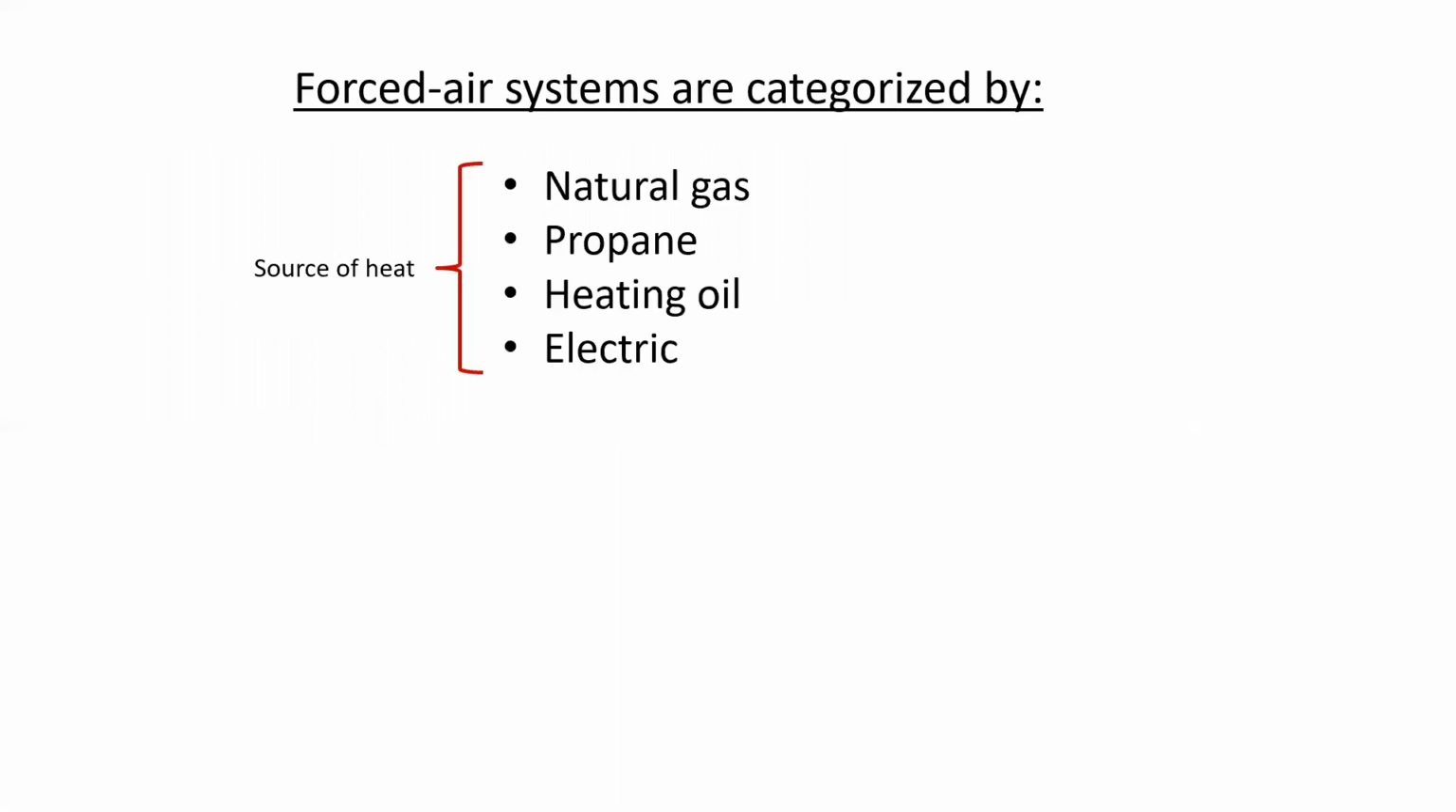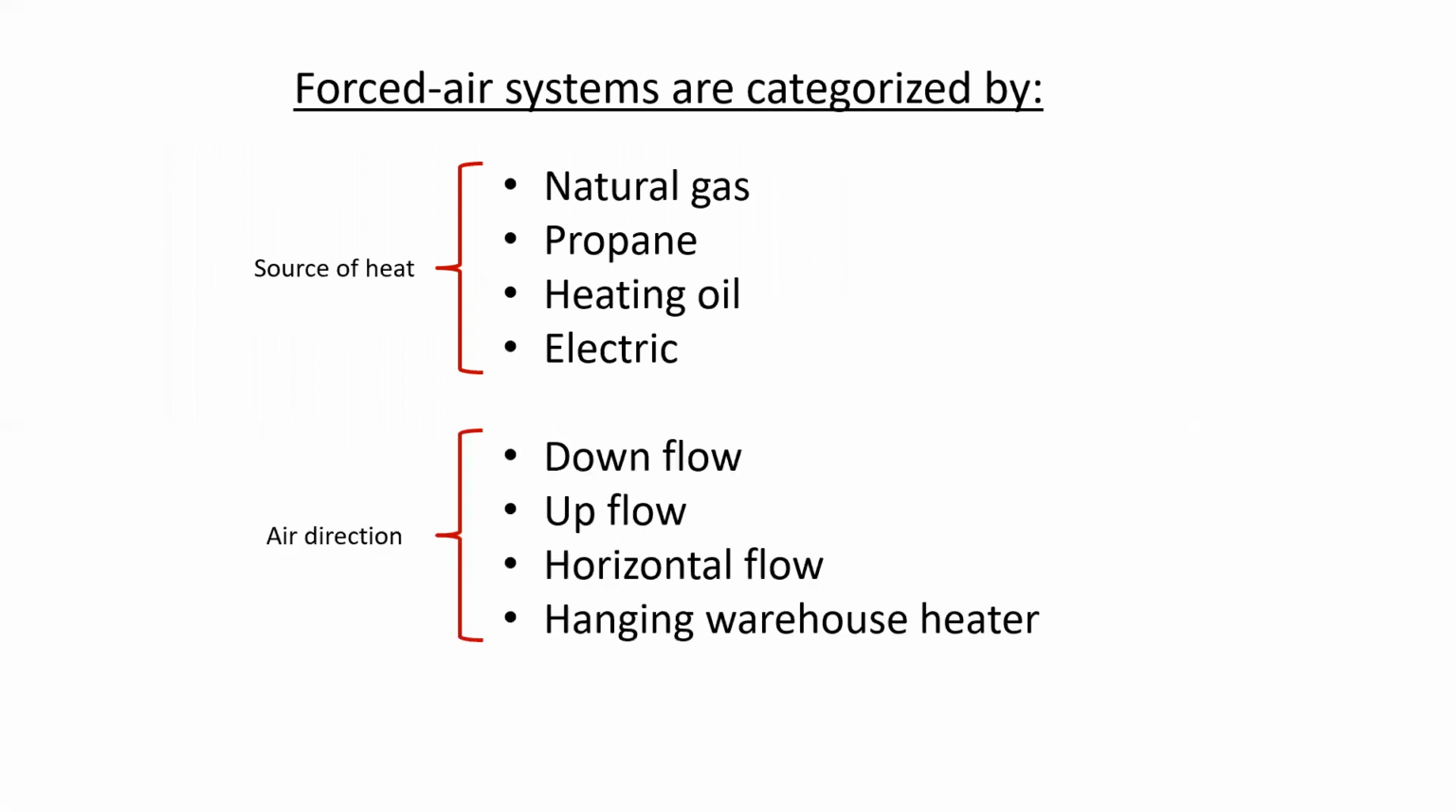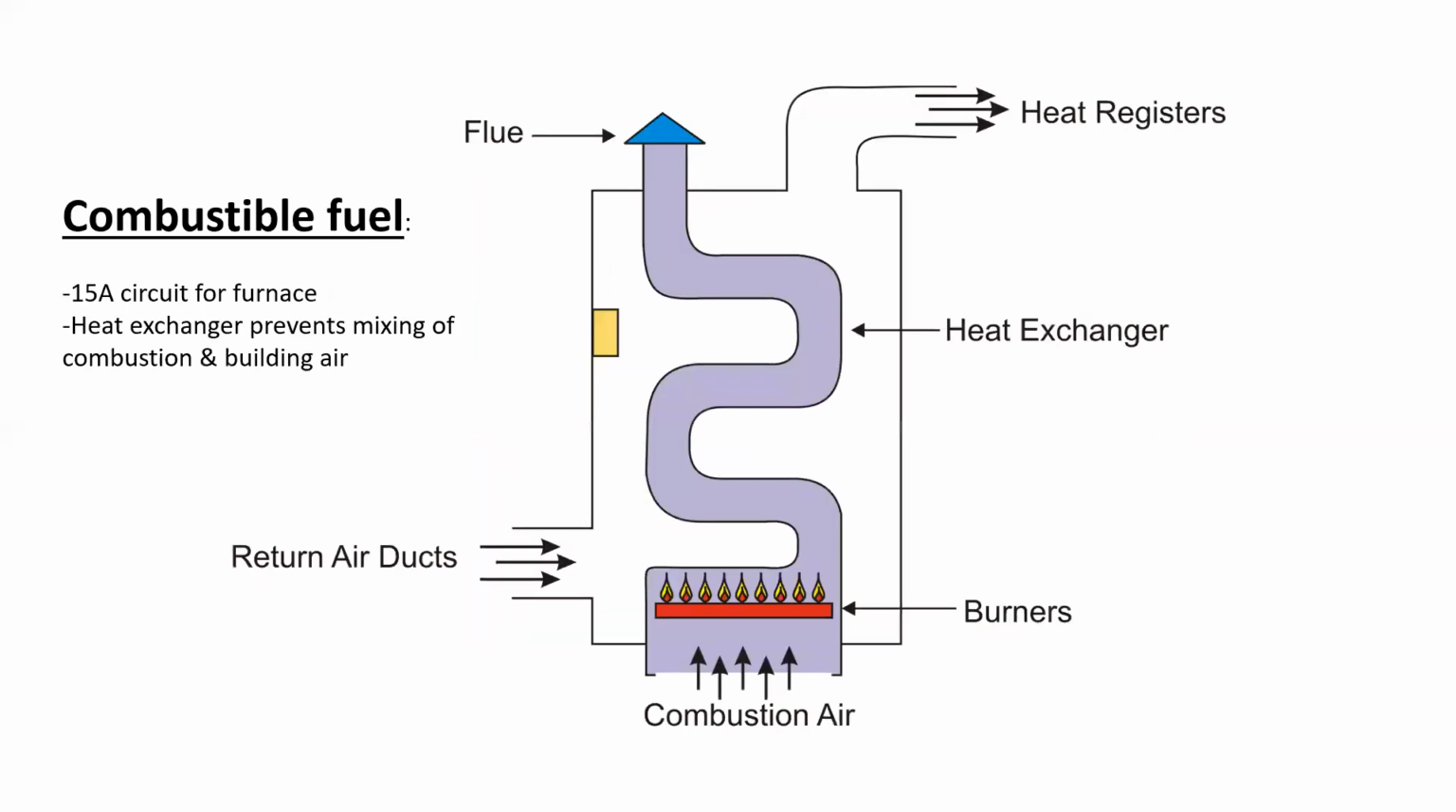Forced air heating systems are categorized by the source of heat that is used in order to power the assembly. Natural gas, propane, heating oil, and electric are commonly seen in the residential, commercial, and industrial sectors. Also, the direction that the air is forced is another means of categorizing this type of furnace. Let's start by looking at sources of heat.